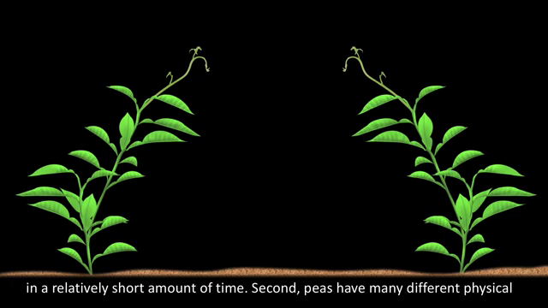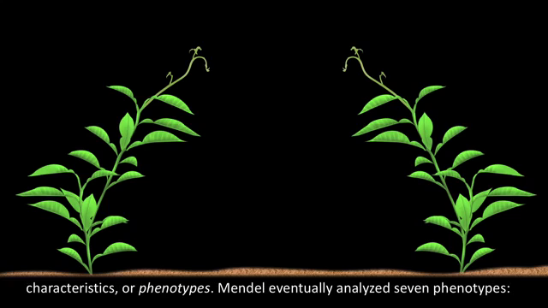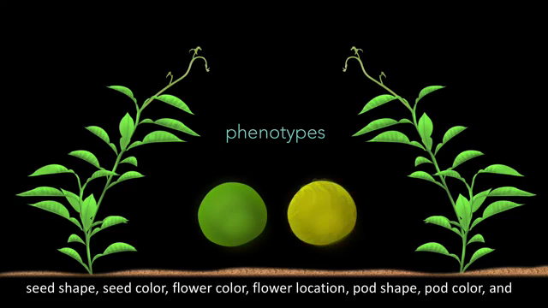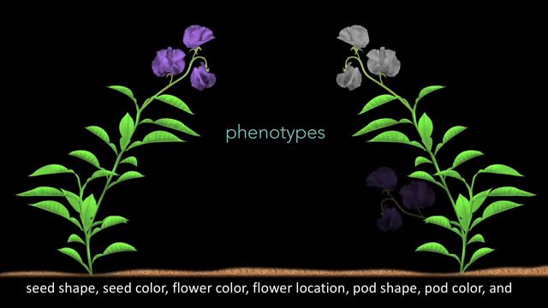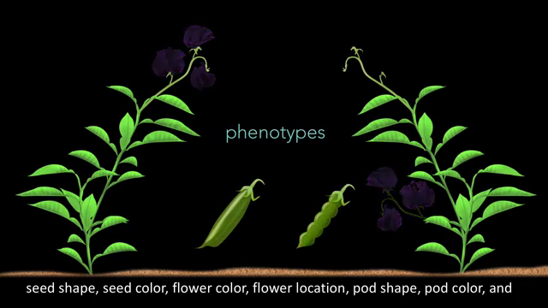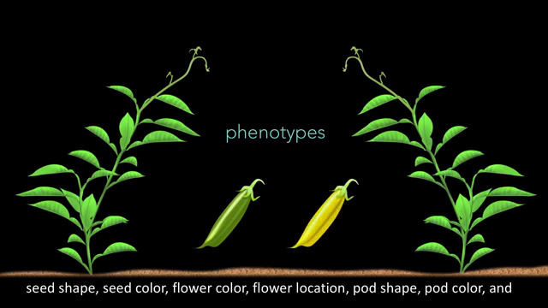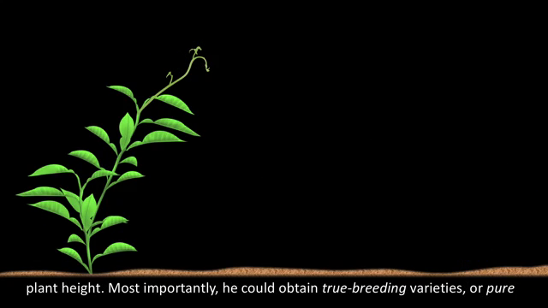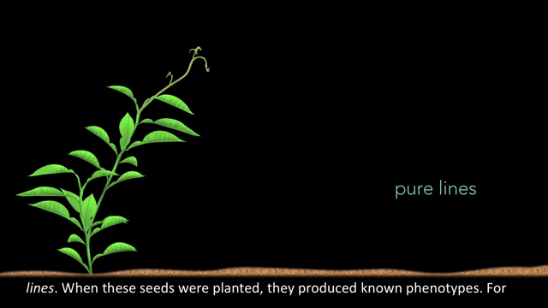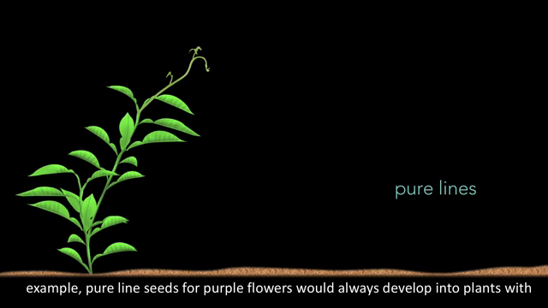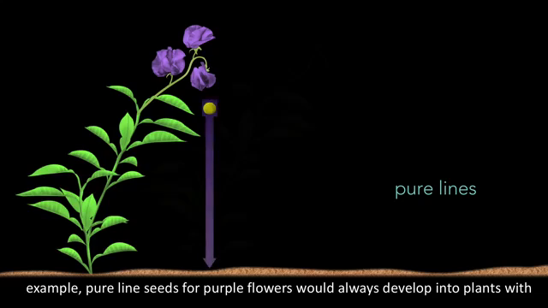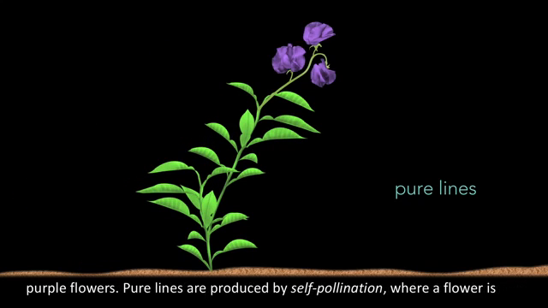Second, peas have many different physical characteristics or phenotypes. Mendel eventually analyzed 7 phenotypes: seed shape, seed color, flower location, pod shape, pod color, and plant height. Most importantly, he could obtain true breeding varieties or pure lines. When these seeds were planted, they produced known phenotypes. For example, pure line seeds for purple flowers would always develop into plants with purple flowers.